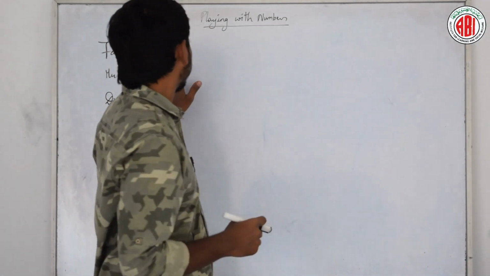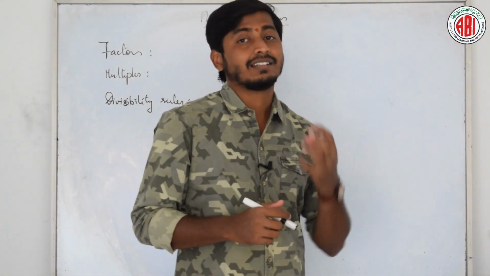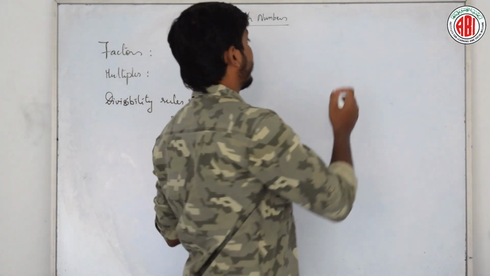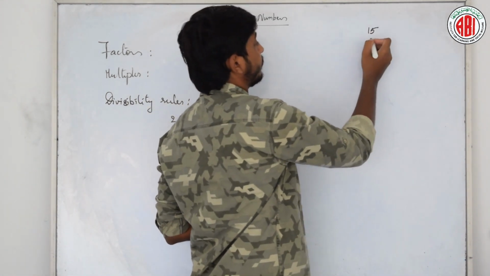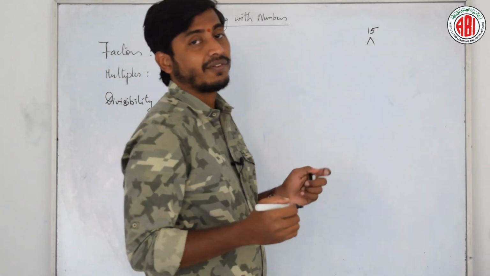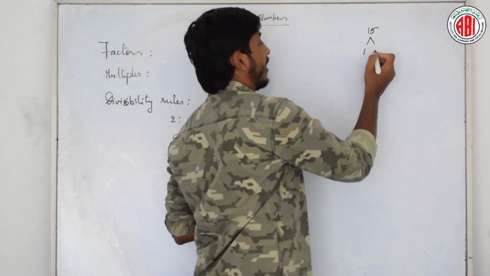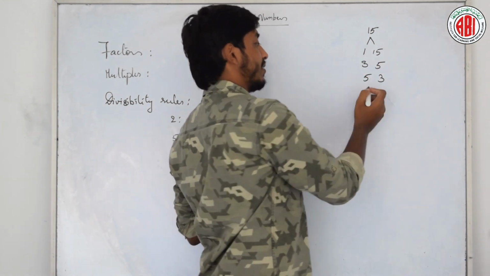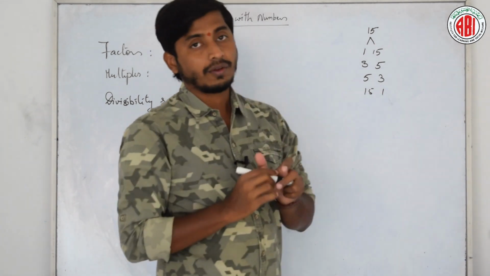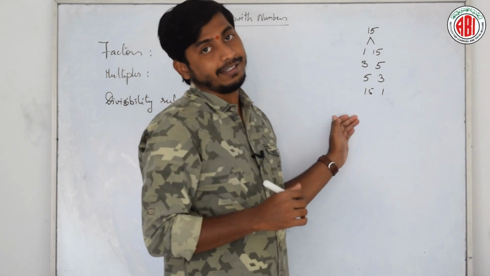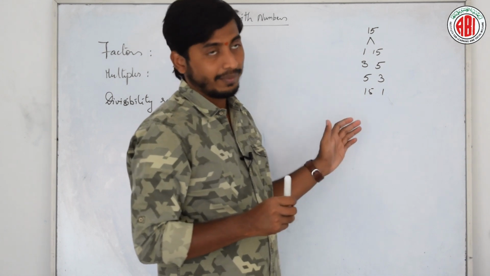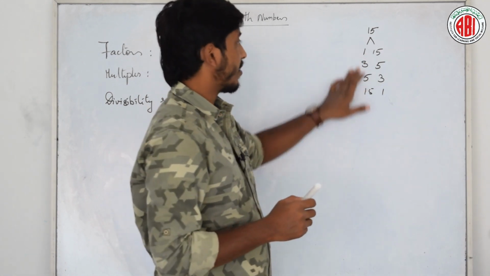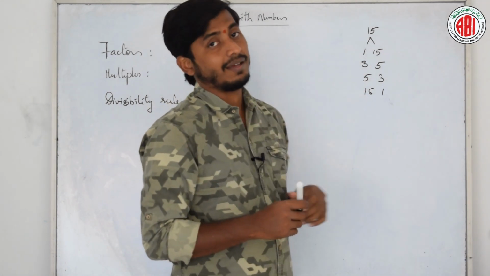What are factors? Tell me. Factors are the numbers. Okay. See here, for example, if I take some number 15, in which table will this 15 go? That is, this will go in 1 table, this will go in 3 table, this will go in 5 table, and this is also go in 15 table. Okay, these are all factors. Factors are the numbers which divide 15, which means 15 is divisible by all these numbers.